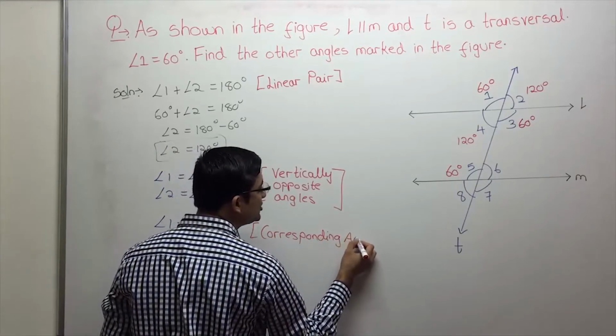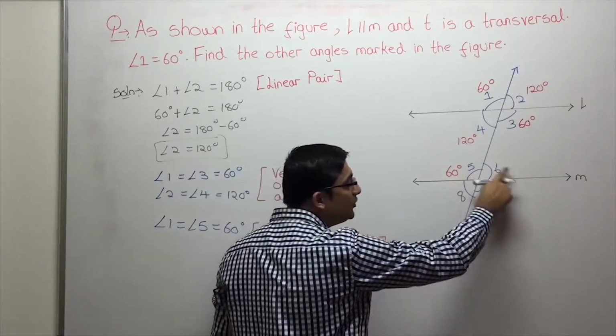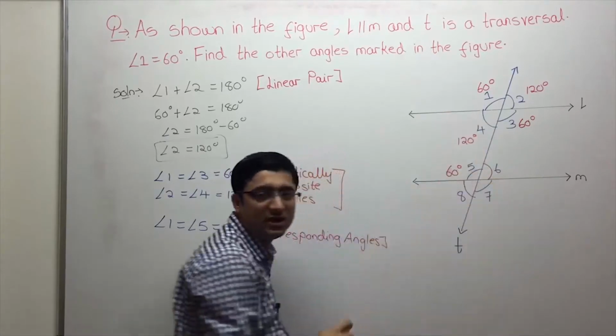So our objective is just to get one of these angles. Right? So now that you have this angle, you can find the remaining angles. How? Same way. Linear pair and vertically opposite angles.